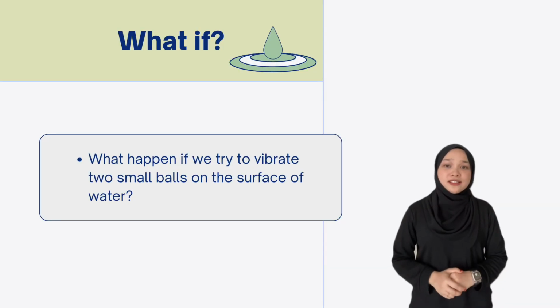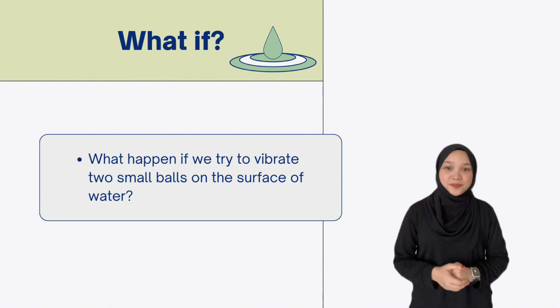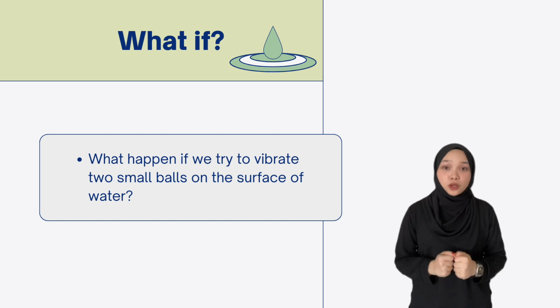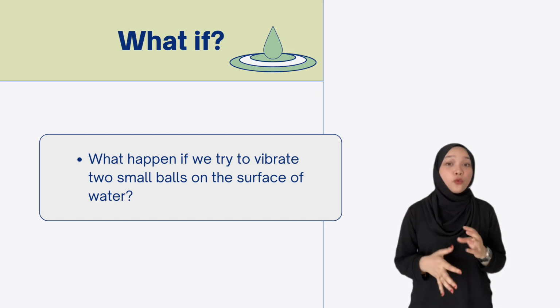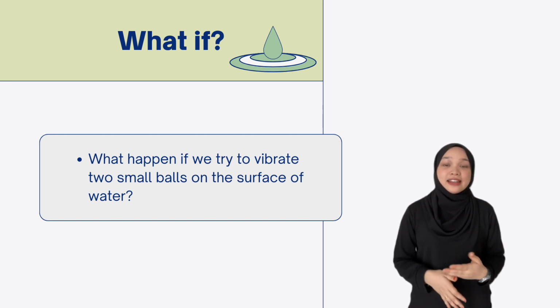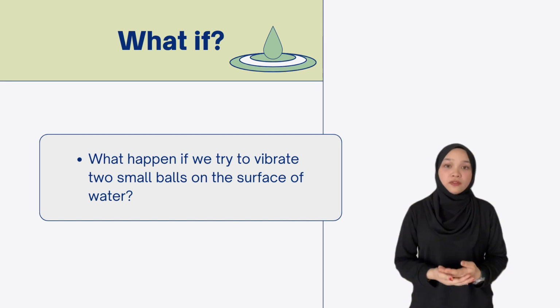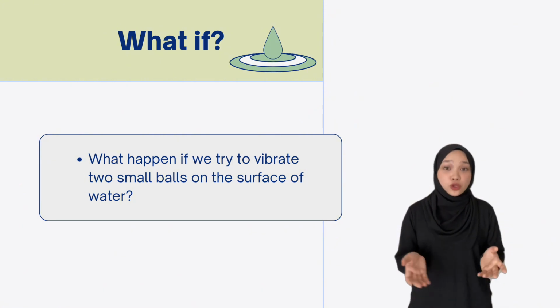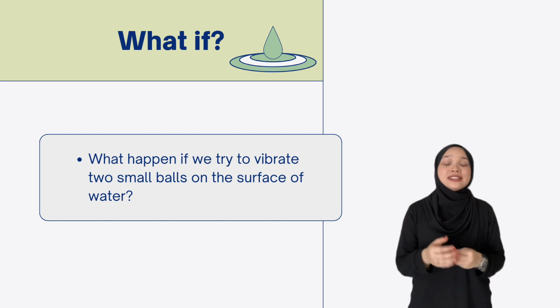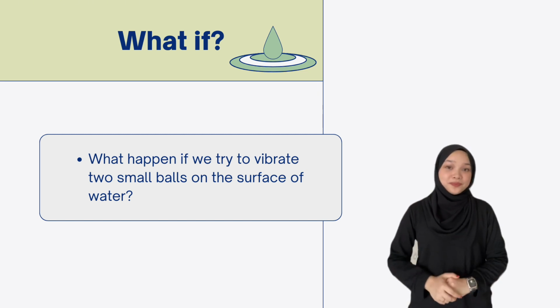Alright, did you understand the content of the video? As you can see just now, if the two small balls were vibrated on the surface of water, we can see an interesting pattern of water wave created by the ripples from the two balls acting as sources, interacting with each other. Actually, the video has already summarized what interference of wave is.